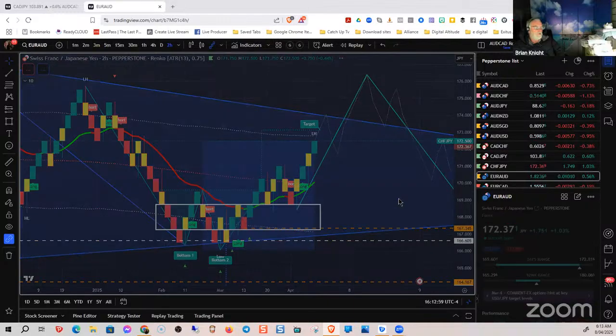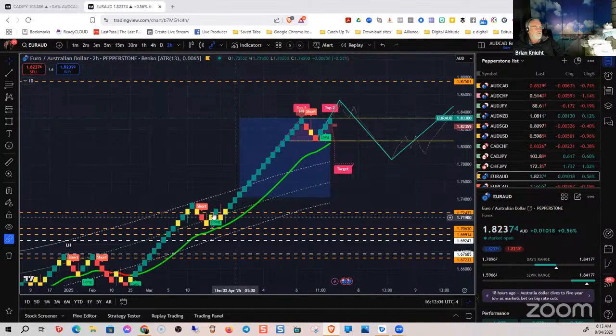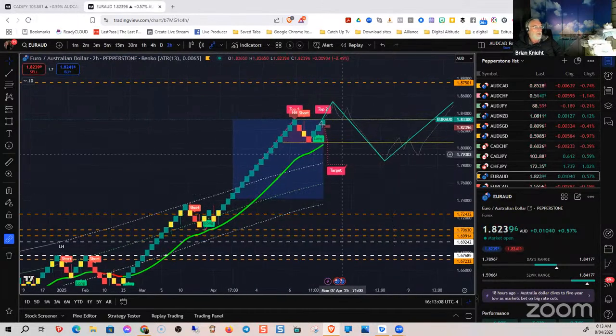No, your AD. That went crazy too. Look at that. Freaking hell. And it's coming up. It's broken that wick again. So it looks like it's continuing up potentially.